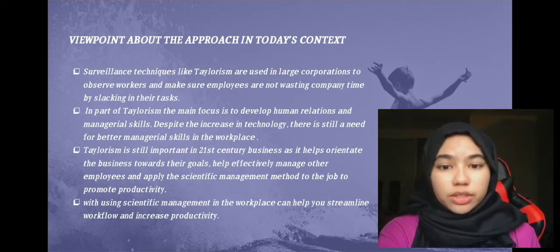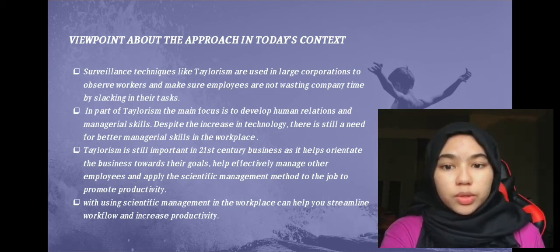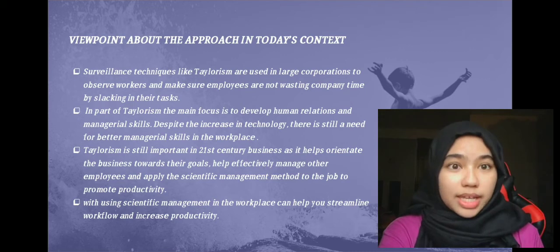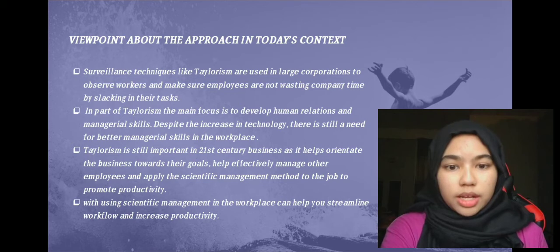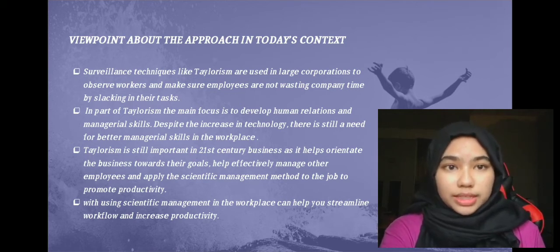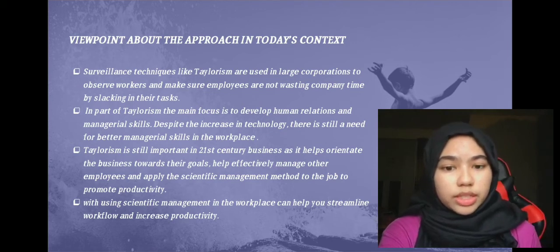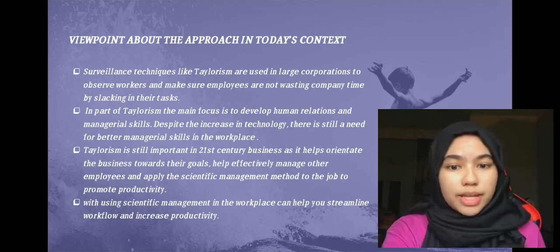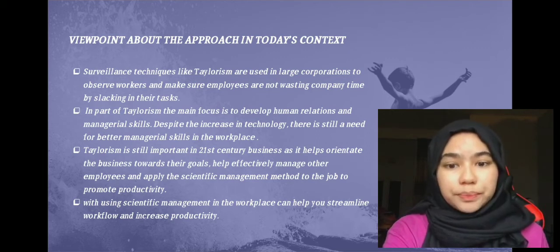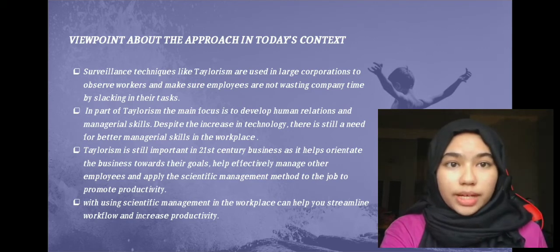Surveillance techniques like Taylorism are used in large corporations to observe workers and make sure employees are not wasting company time by slacking in their tasks. By viewing the efficiency level of each employee, companies can achieve the optimal success rate. Giant companies such as Amazon, McDonald's, and FedEx use a new version of scientific management theory. These companies found a way to maximize employee performance by systemizing workplace tools and procedures. Managers can dismiss workers and hire a new person, and the productivity will be unaffected.